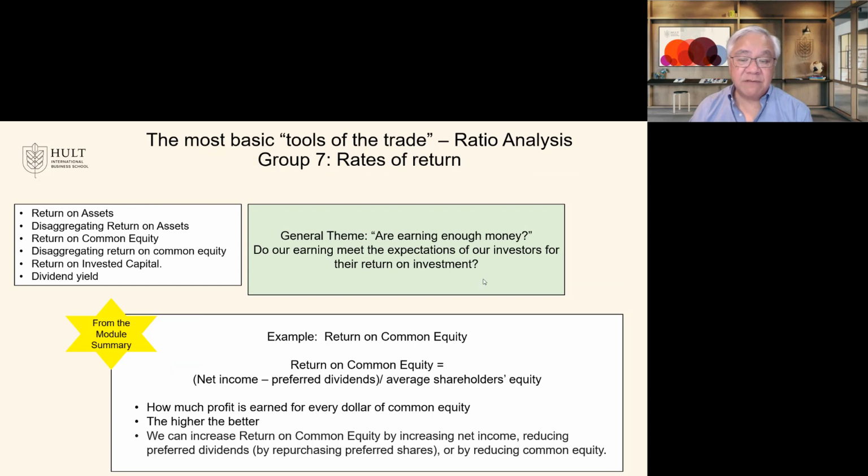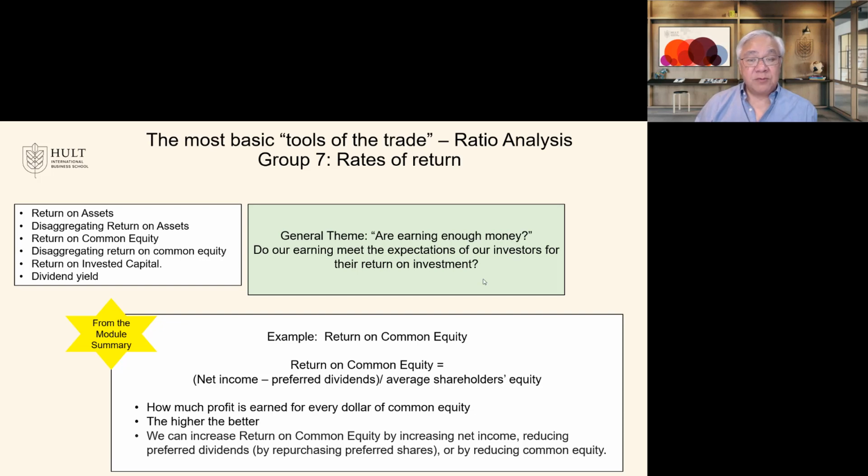Group 7 are rates of return. And as you can see, we have 6 that are a combination of basic ratios and disaggregations. General themes are we earning enough money? So here we're looking at evaluation, not are we profitable or not, but is it profitable enough? So that's the refinement, that word. Do our earnings meet the expectations of our investors for their investment?